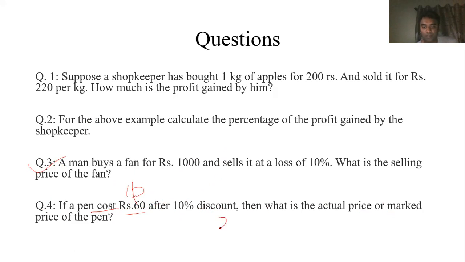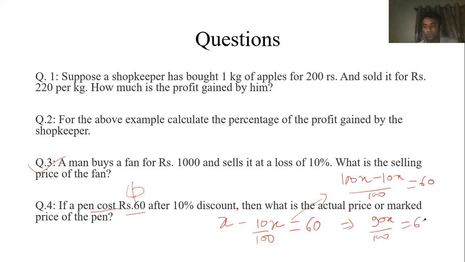Now let us take X as the actual price of that particular pen. Now after providing a discount of 10 percent, 10% of X is 10x by 100. What shall the customer pay? The customer is actually paying 60 rupees, right? So we need to find this X, which should be the actual price of the pen, correct? So just go with the simplification. It will be 100x minus 10x by 100 that should be equal to 60. Now that is 90x by 100, that should be equal to 60.